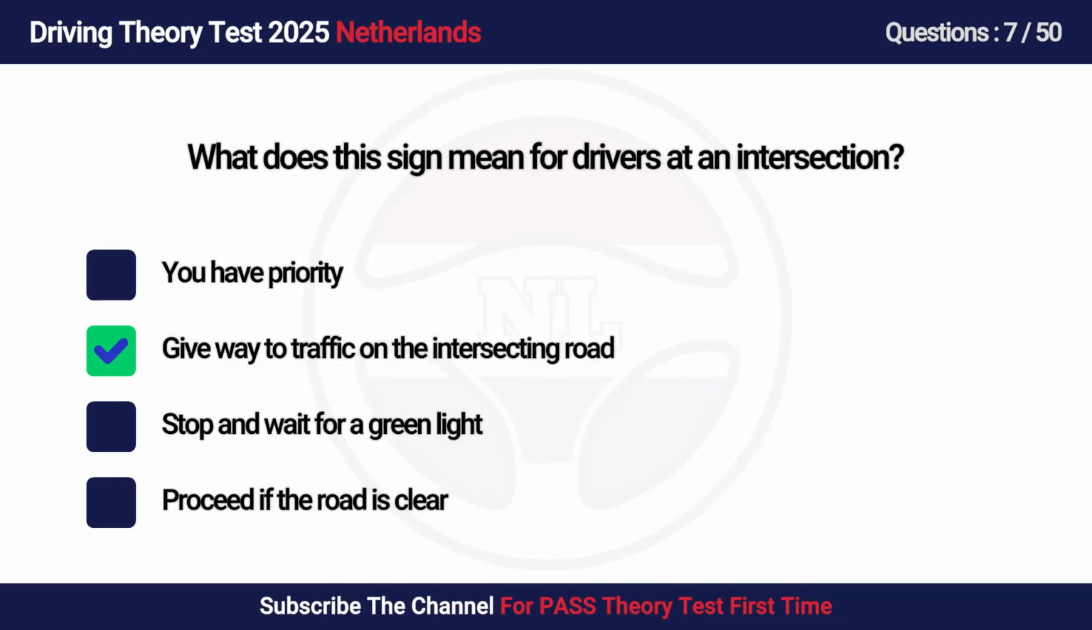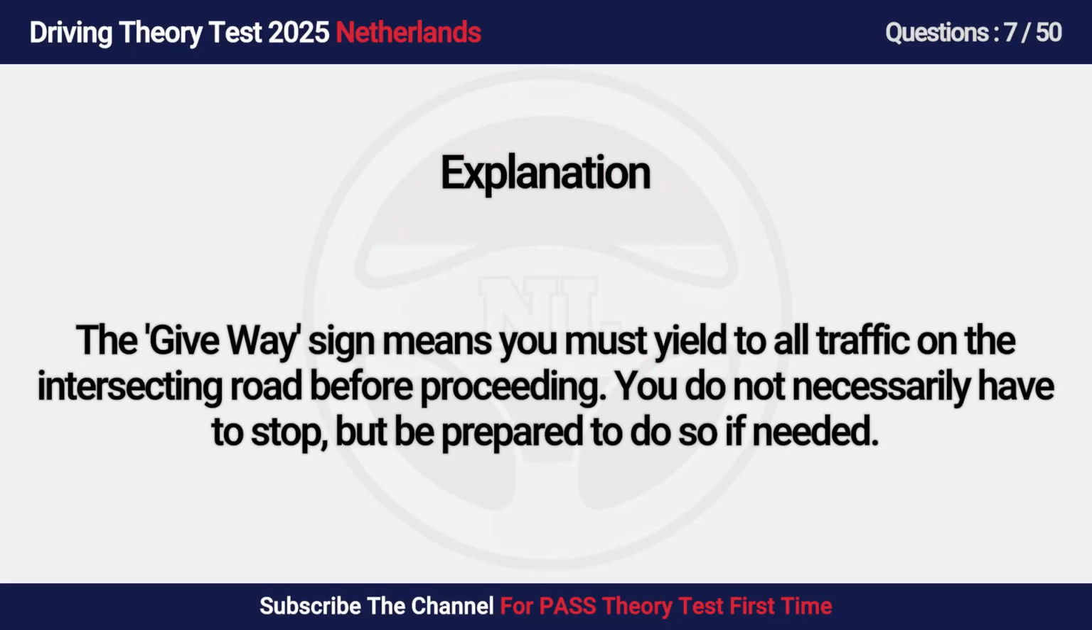Answer is B. Give way to traffic on the intersecting road. The give way sign means you must yield to all traffic on the intersecting road before proceeding. You do not necessarily have to stop, but be prepared to do so if needed.